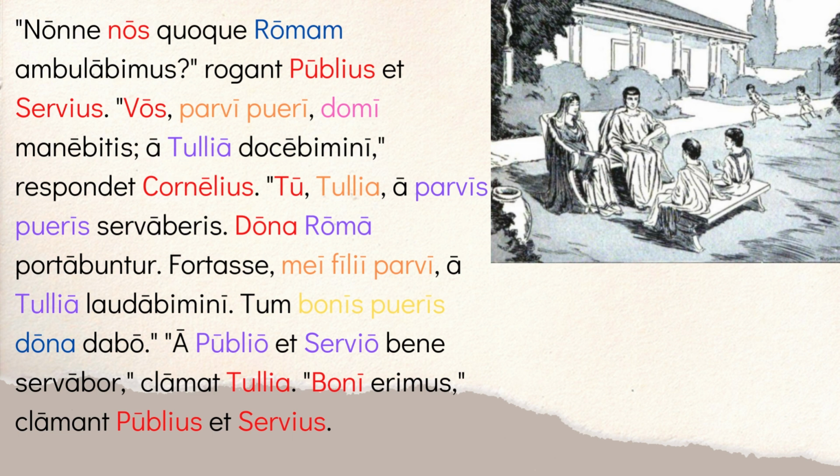Servaberis. It's future. And here there is a note you'll see in the grammar for this chapter. When you're doing future tense passive with that second person singular, the you form, we switch the bi to a be. It's not a major deal. Look in the grammar notes. It'll explain why it's servaberis there, right? But it says you will be protected by the small boys, right? So you're going to teach them and they'll watch over you, right? Servare, they'll protect you. Dona Roma portabuntur.